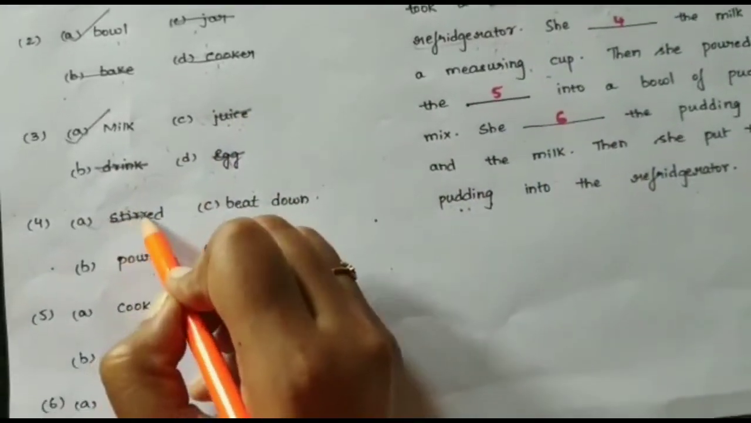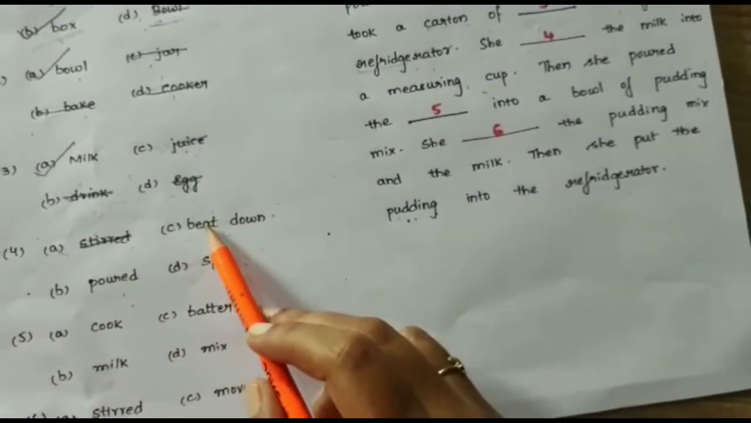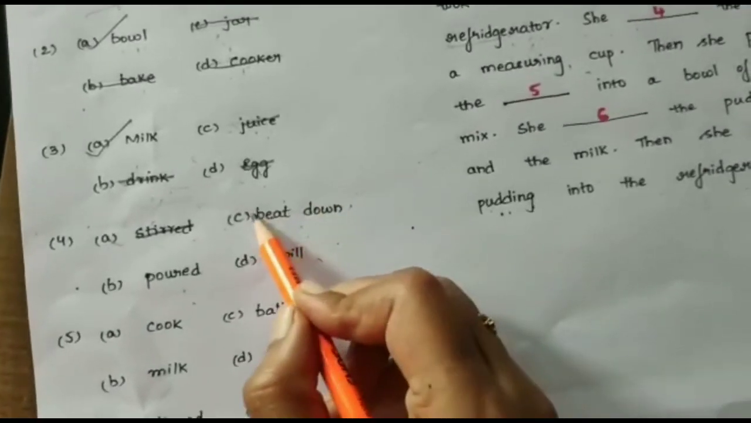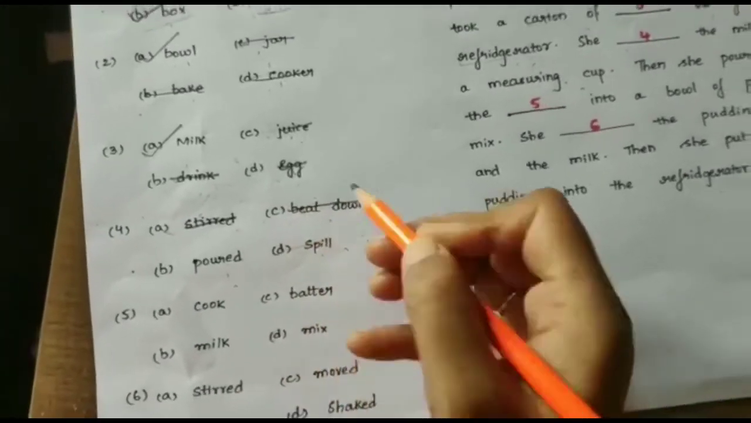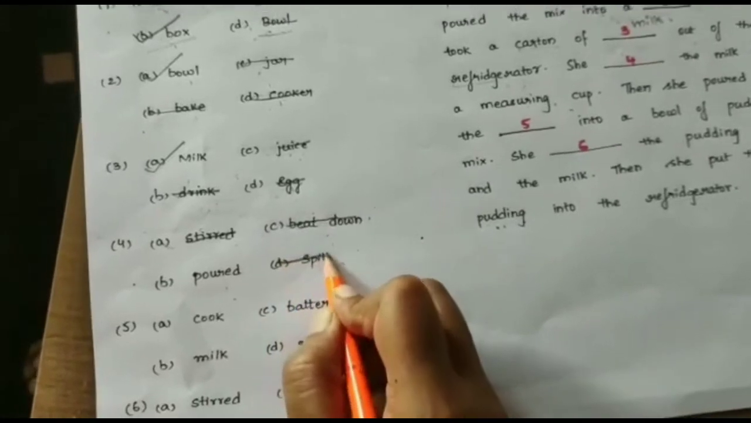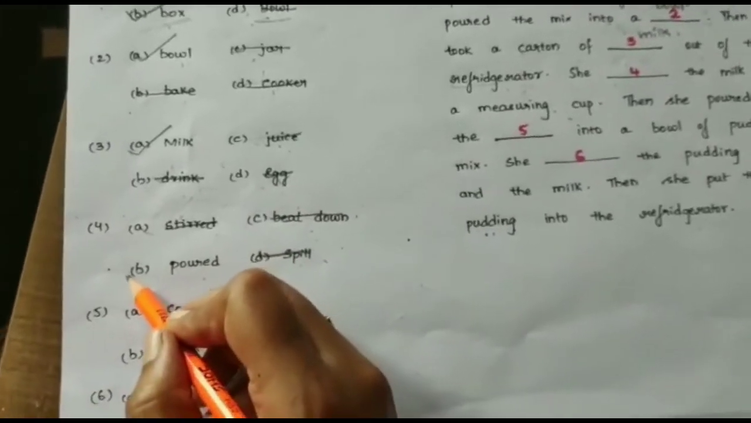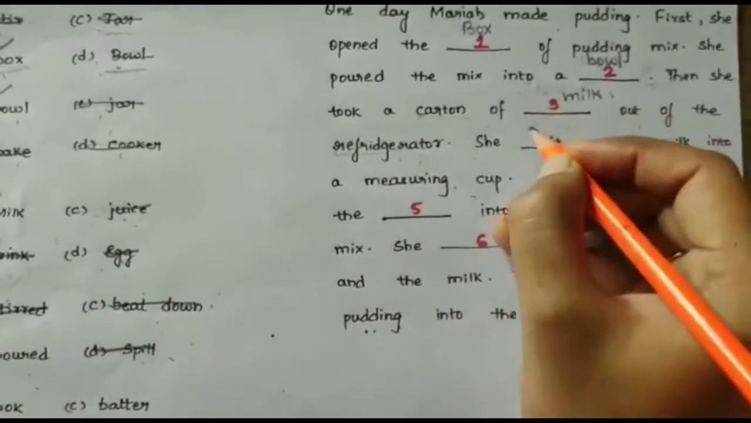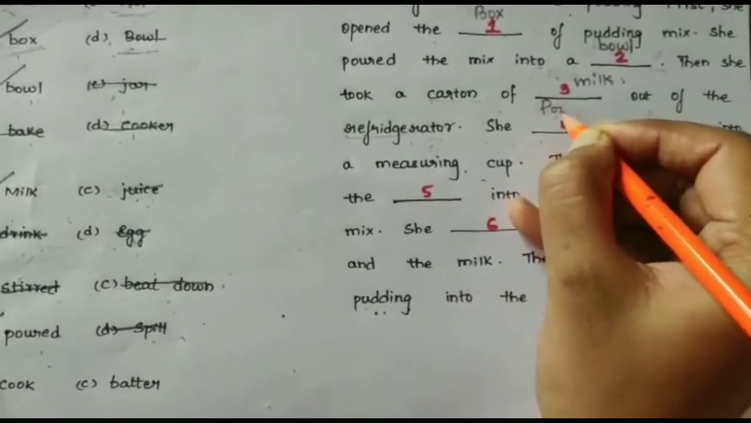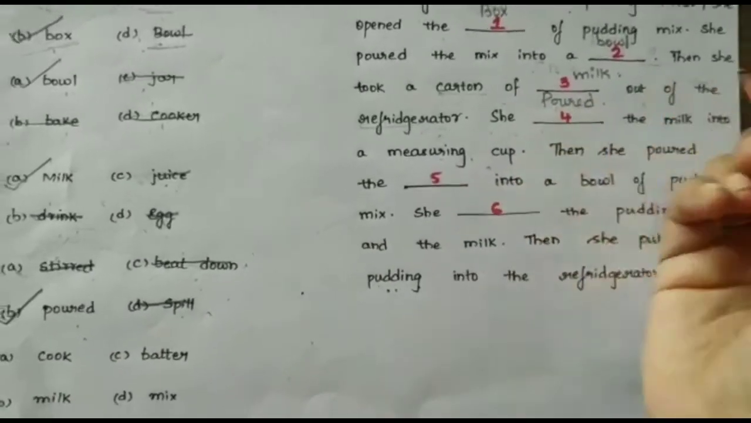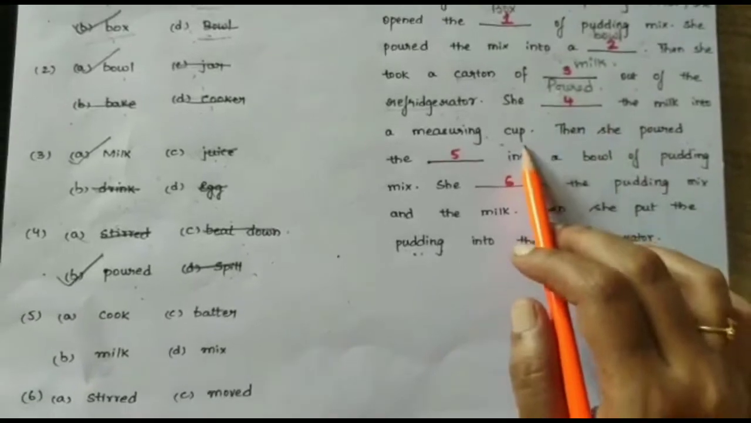We cannot stir because the measuring cup will only be of this size. So we are cancelling the option. And we also cannot beat down in a measuring cup. We cannot even spill in a measuring cup. So the only option remaining is poured. So we are writing here poured. So she poured the milk into a measuring cup.